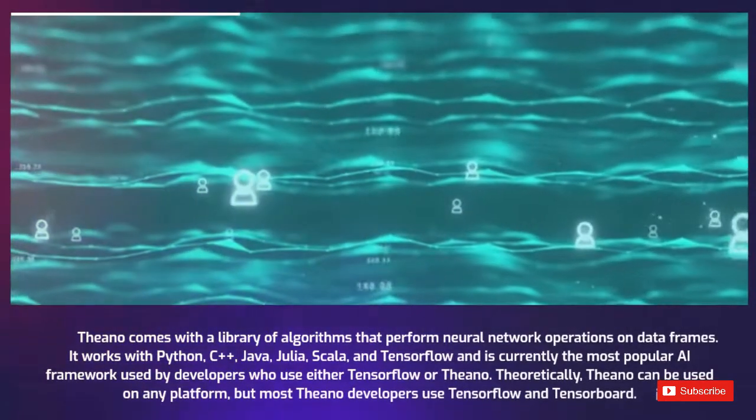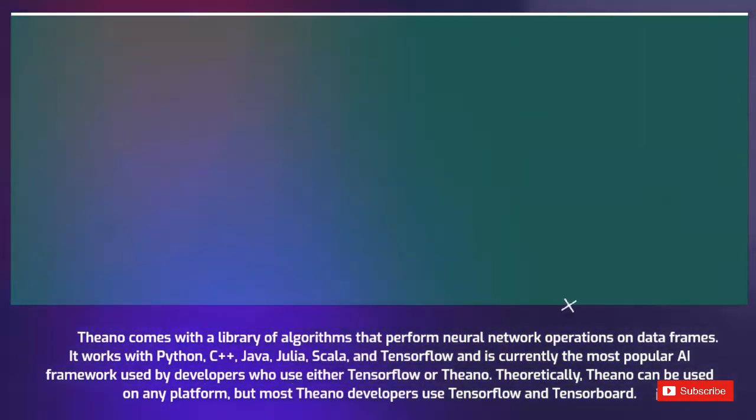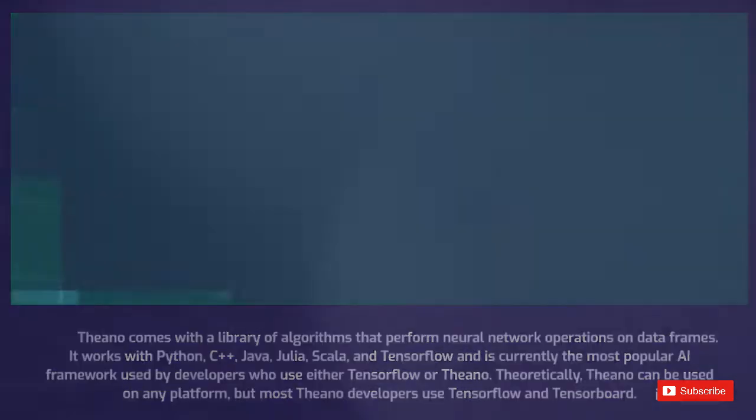Theno comes with a library of algorithms that perform neural network operations on data frames. It works with Python, C++, Java, Julia, Scala, and TensorFlow and is currently the most popular AI framework used by developers who use either TensorFlow or Theno. Theoretically, Theno can be used on any platform, but most Theno developers use TensorFlow and TensorBoard.